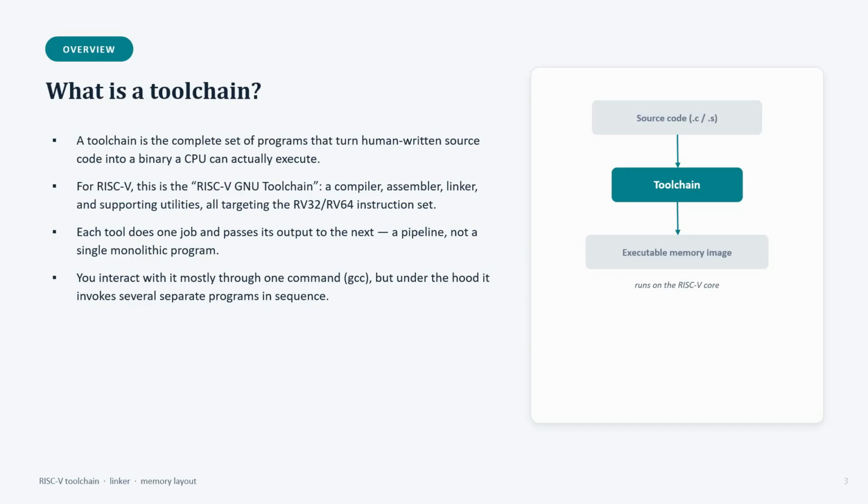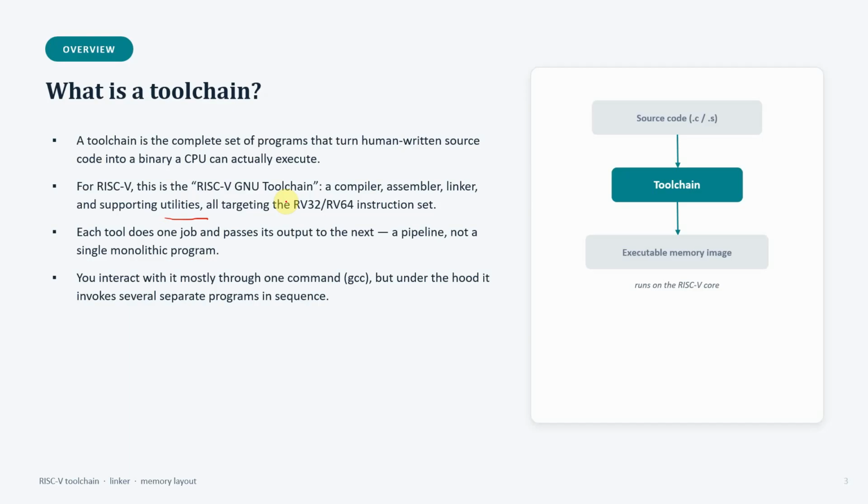And for RISC-V, we are going to have a separate toolchain known as the RISC-V GNU toolchain, which has a compiler, assembler, linker, and supporting utilities. It is going to have all these utilities present inside this toolchain, and it is going to target the RV32 or RV64 instruction set architecture.